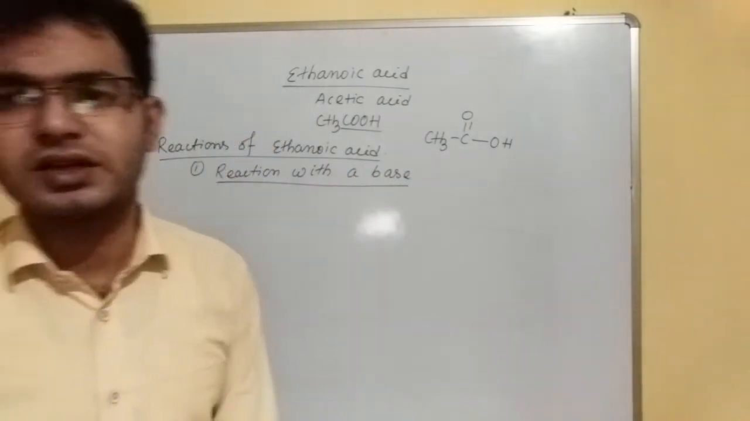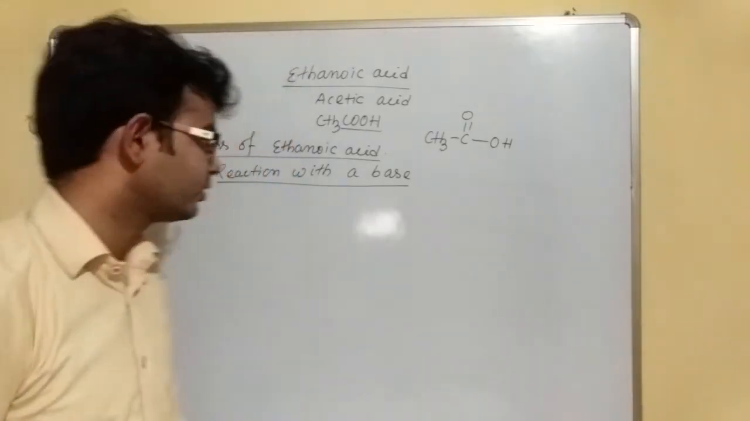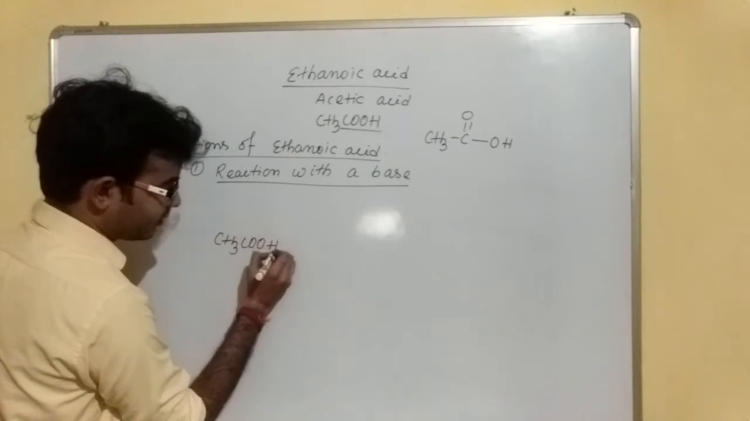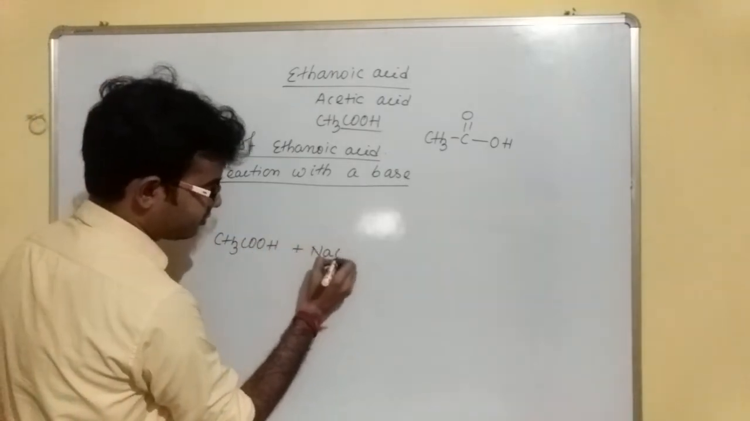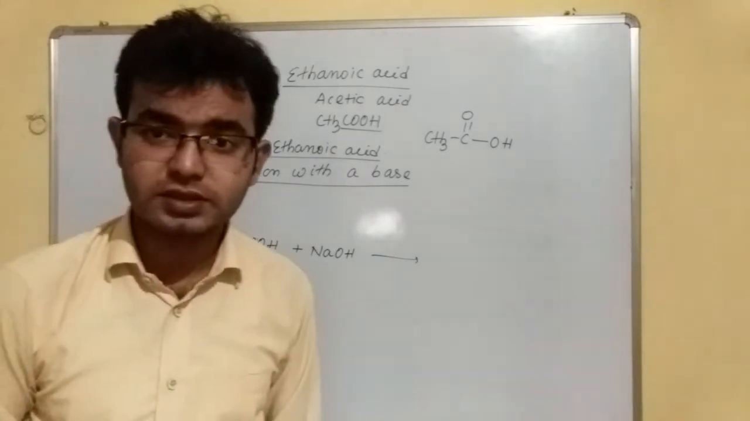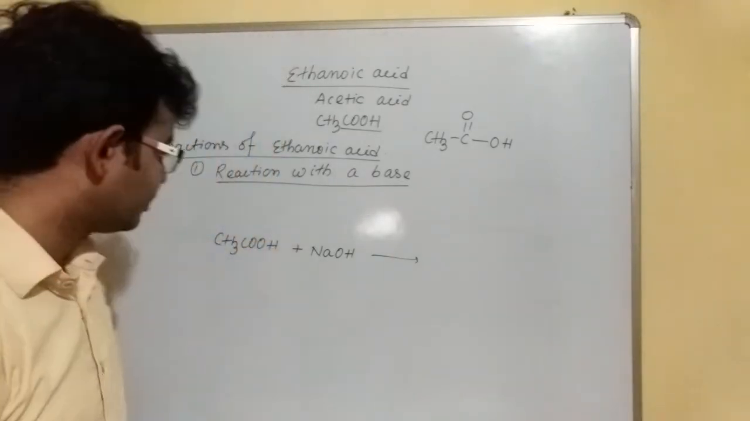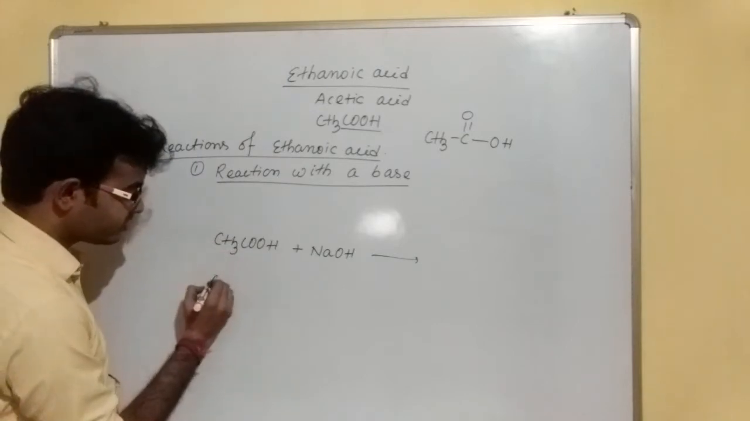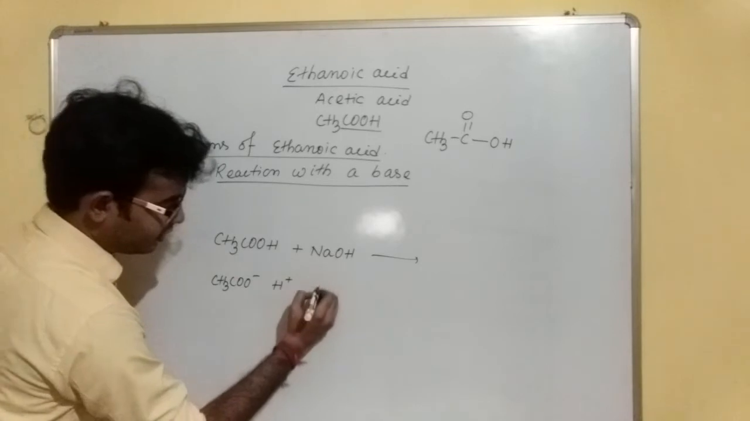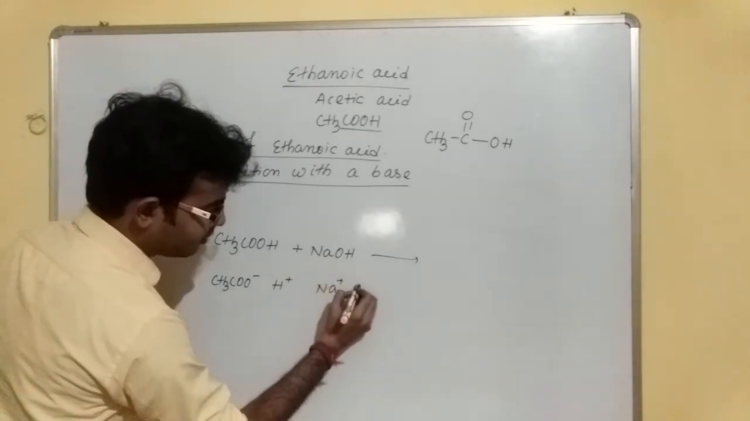We are taking the base, that is alkali here, that is sodium hydroxide. So here it is CH3COOH plus NaOH. This one is sodium hydroxide, as it is a water soluble base, that's why it is called alkali. Here CH3COOH will dissociate to form CH3COO minus and H plus. NaOH dissociates to form Na plus and OH minus.